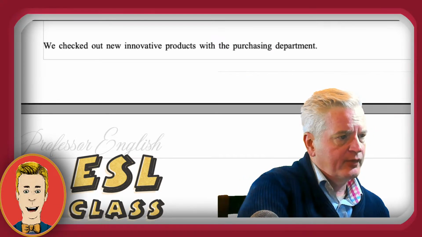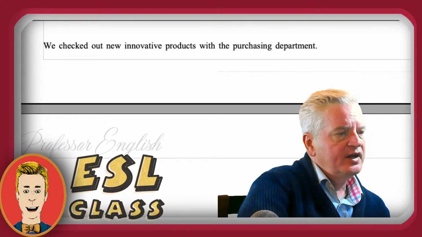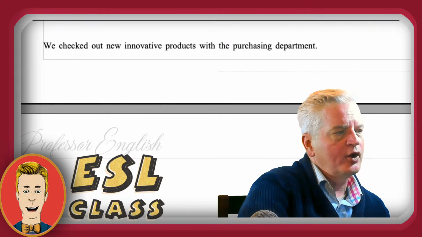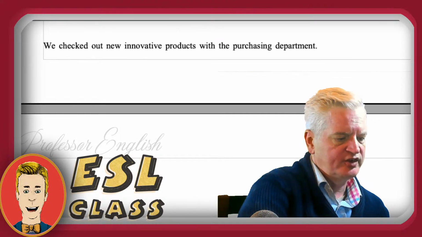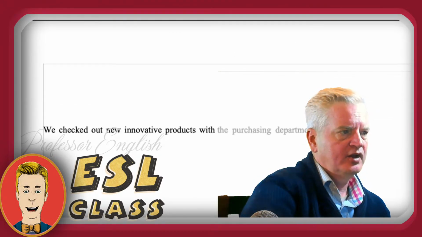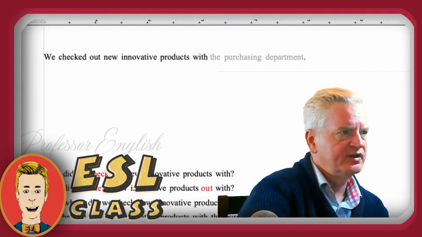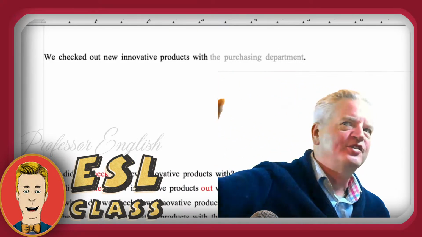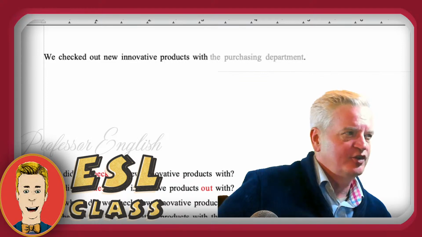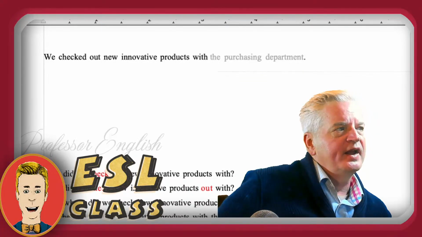Okay, let's see. We checked out new innovative products with the purchasing department. Now, how would you make a who object question with that sentence? So I'll just bring this up onto the screen and you can see it. I've grayed out the object part just to help you a little bit visually. How would you make a who object question?